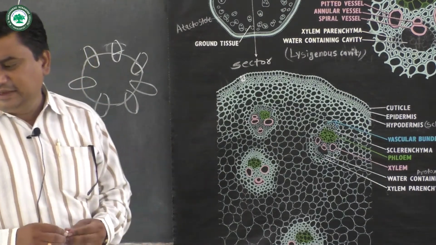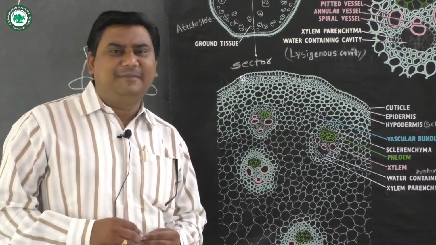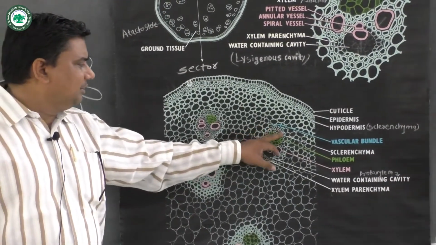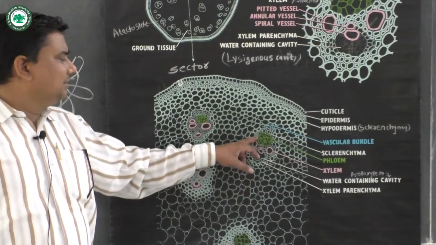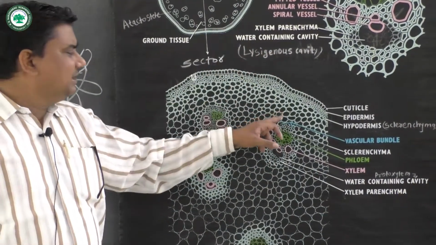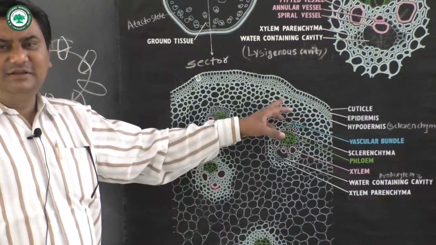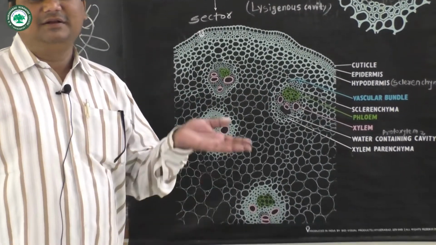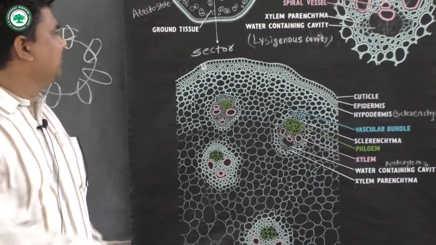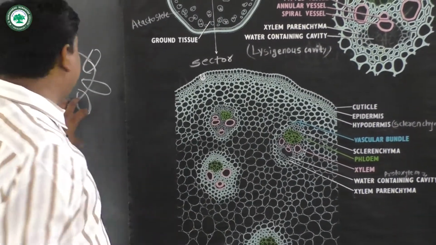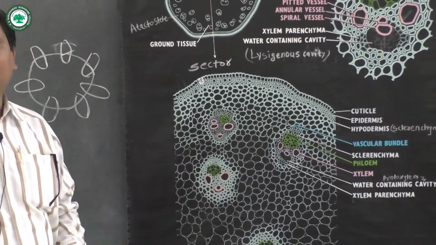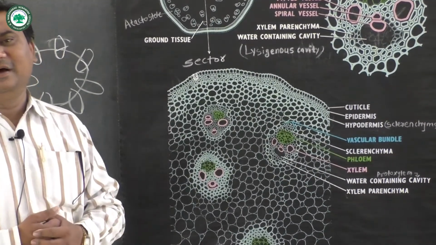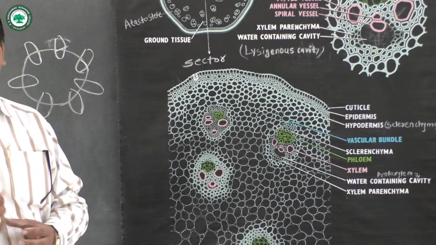Okay. Then there is the phloem parenchyma and the bundle sheath. In the monocot stem, there is the presence of the bundle sheath, but there is the absence of the phloem parenchyma. But in the dicot stem, there is the presence of the phloem parenchyma and absence of the bundle sheath.